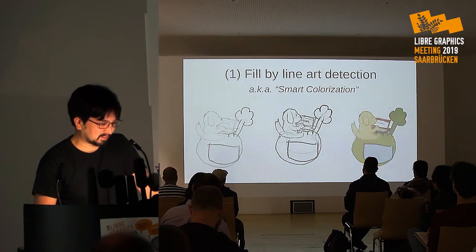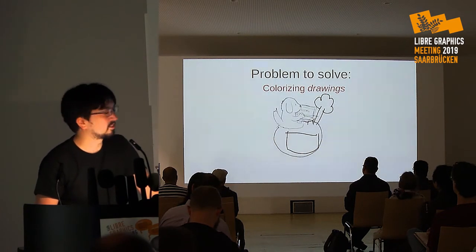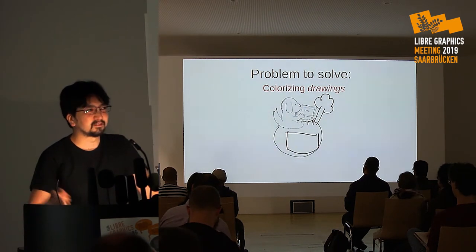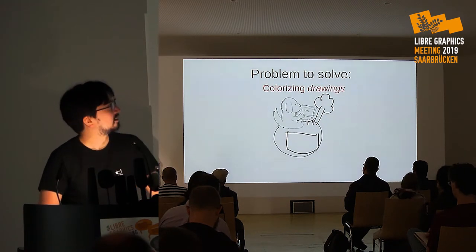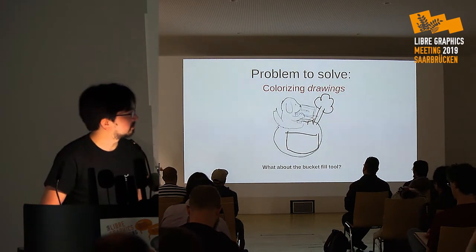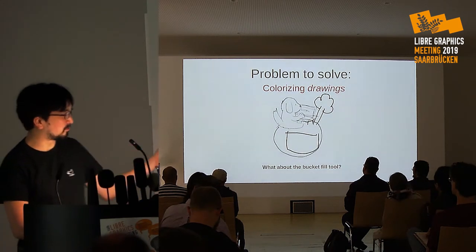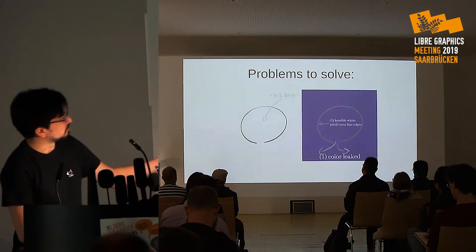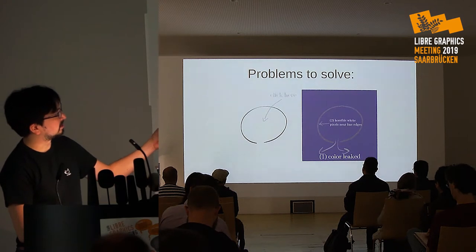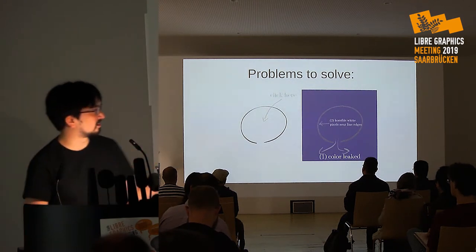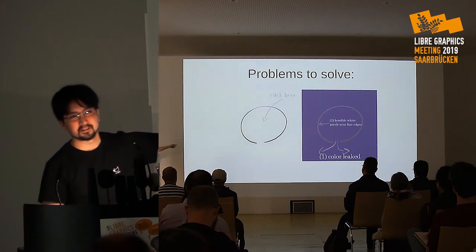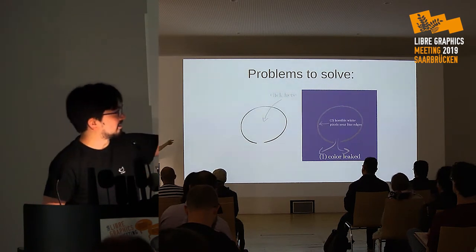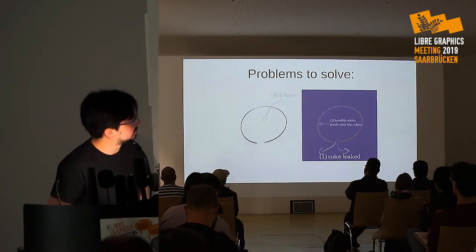But yeah, basically the problem to solve is that you want to colorize drawings. It's really a feature for painters. It's not for photography or something like that. So we have the bucket fill tool, which maybe everybody can think of. But when you use the bucket fill tool, there are two main problems I can see. One is that if you have holes in your drawings, because it doesn't recognize that I wanted to make a circle here, the fill leaks outside.